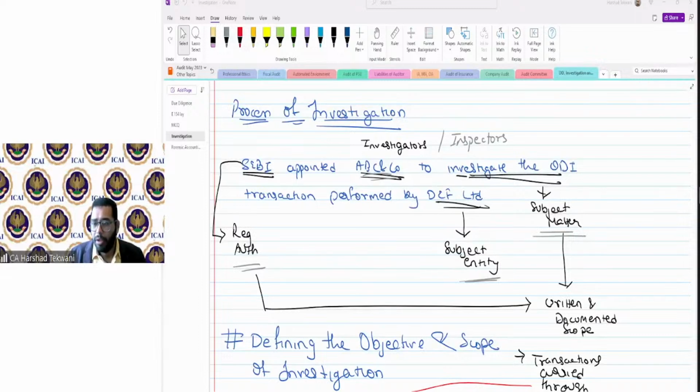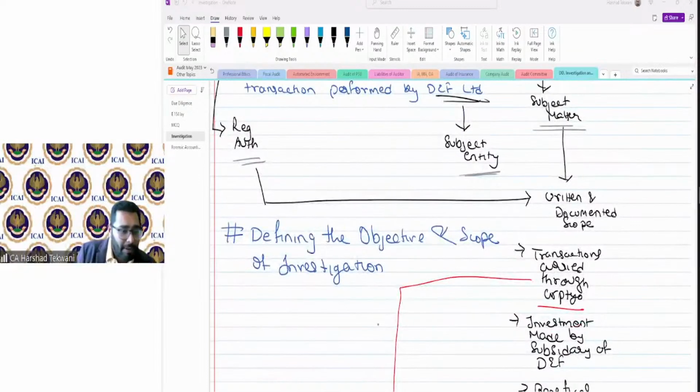Then the second thing we need to understand is the objective behind the investigation. Let's say the scope is the ODI transaction. That is the scope of the investigation. But the question then is, if this is the scope, what is the objective? What do we want to understand with respect to the ODI transaction? What are we required to do with the ODI transaction? That is something important to understand. So objective and scope are both necessary to define for a particular investigation. Okay, so determine the objectives and scope of the investigation. That is the first part.